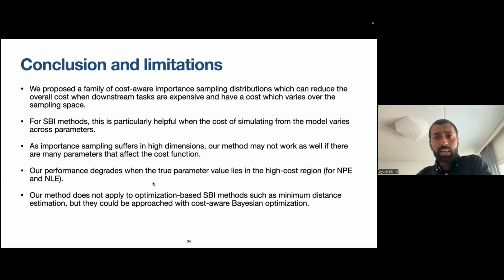The approach would not be applicable where the sampling approach is not used, like Bayesian optimization type of approaches. But there you can use cost-aware Bayesian optimization, which does a similar thing, right? You have a GP over the cost, and then you have an acquisition function that is, let's say, expected improvement divided by the cost. So we focused mainly on the sampling SBI methods like ABC and NPE, NLE, and so on, only because these are the ones that are used more often.